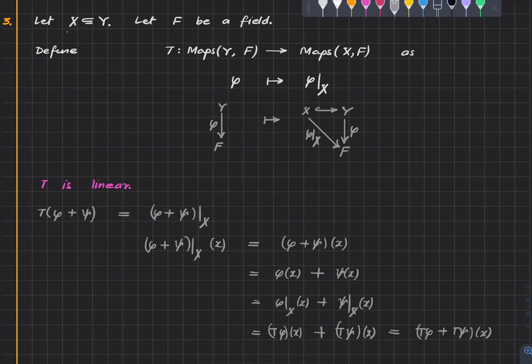So T of phi plus psi, if you feed x to it, it's same as feeding x to this guy, and therefore this is actually equal to phi restricted to X plus psi restricted to X. This is something trivial. I'm just writing it out in full detail to confuse you. So this is a linear map. Restriction is a linear map. This is the restriction map, nothing more. This is the restriction map from this space to that space, and it is a linear map. That's all that we are saying. All right.